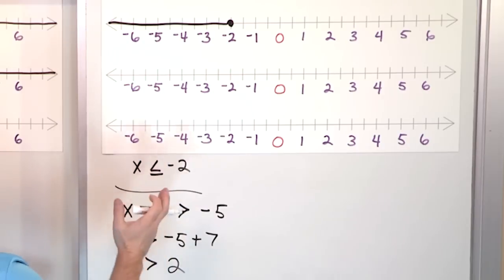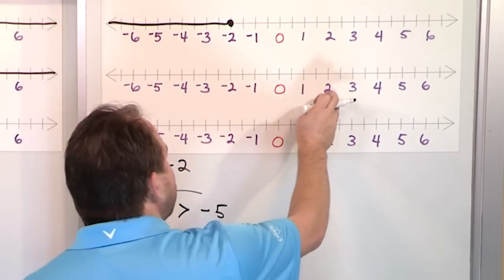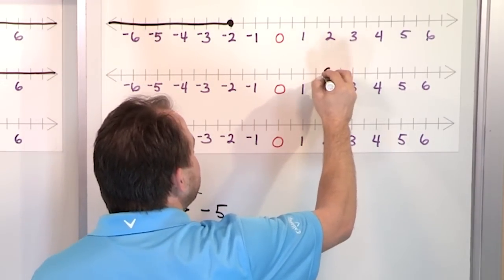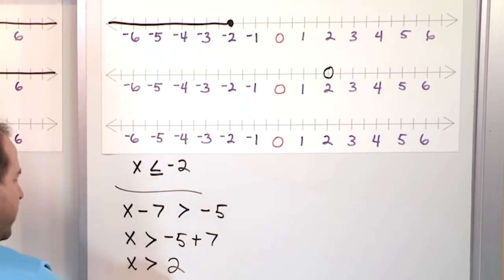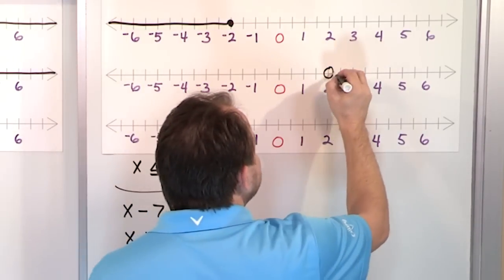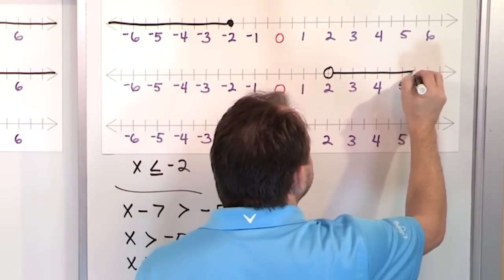So you go up here to represent the solution as a graph. You find the 2 on the number line. You put an open circle because it's not greater than or equal. It's just greater than 2. And then you shade every number larger than this.